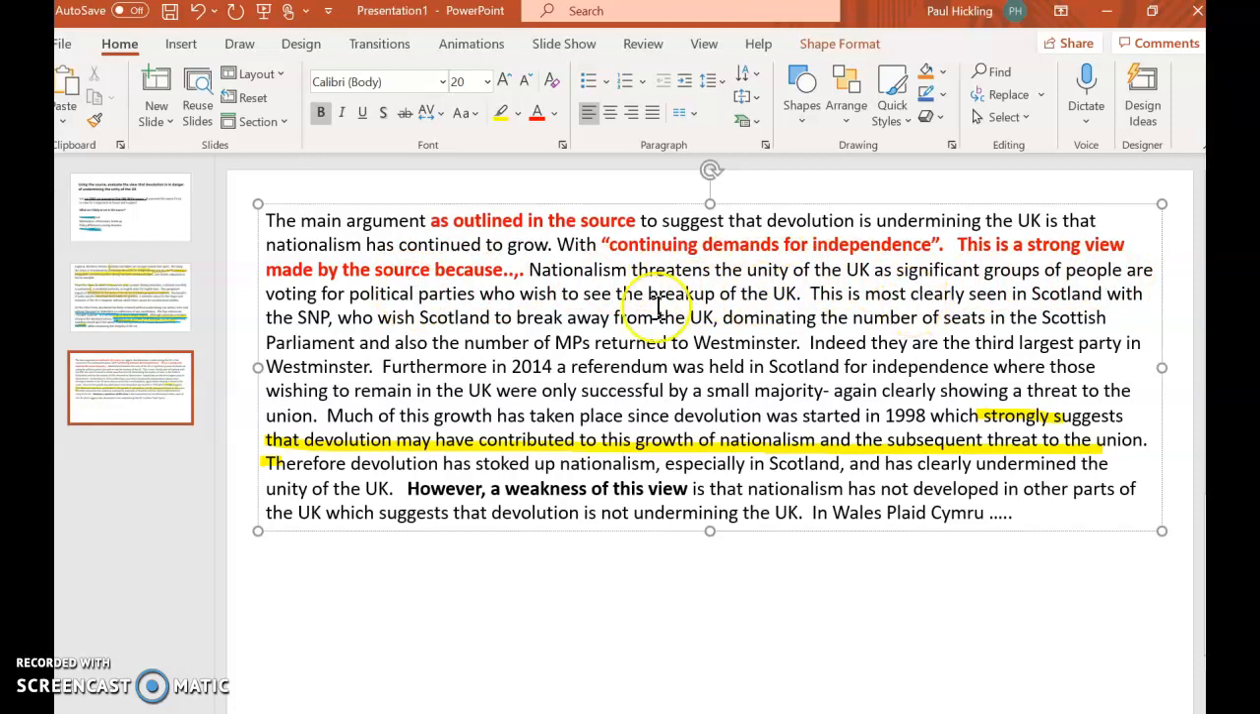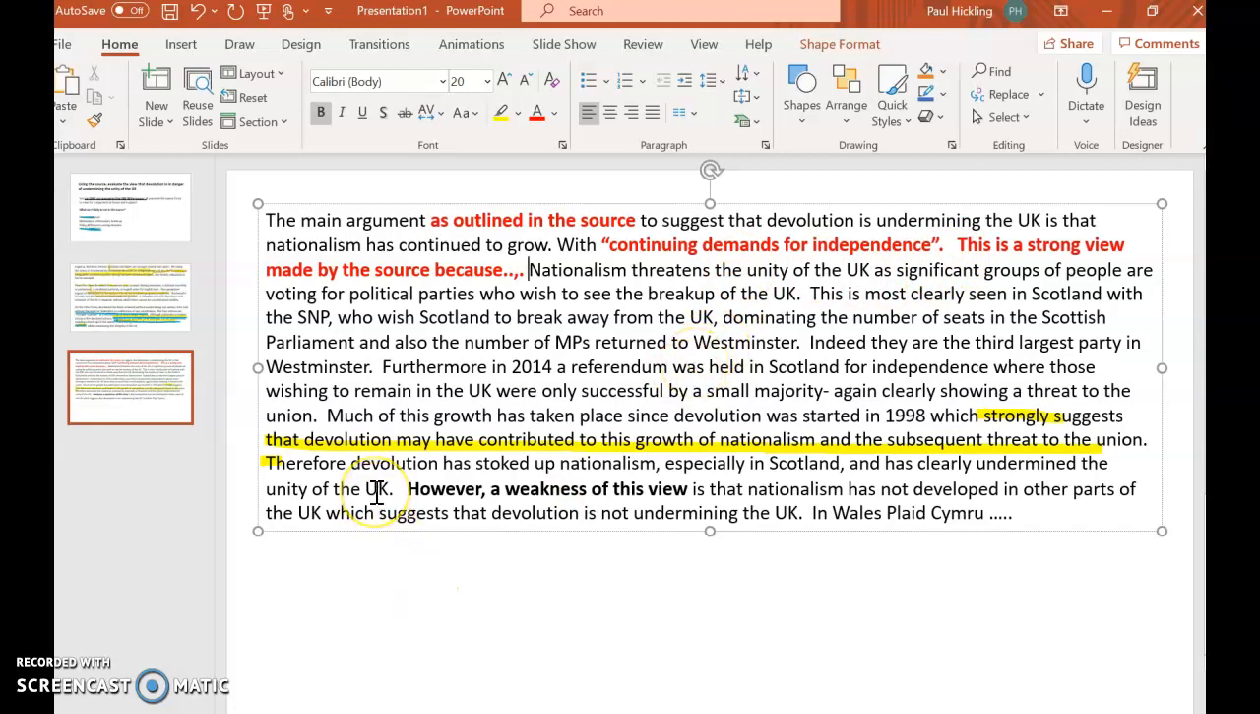Okay, this is mostly seen in Scotland with the SNP, who wish Scotland to break away from the UK, dominated the number of seats in the Scottish Parliament and also the number of MPs returned to Westminster. Indeed, they're the third largest party in Westminster. Furthermore, in 2014, the referendum was held in Scotland. So here, I've used my own knowledge about the SNP being a growing threat, the Scottish independence, all to support the view that the source has made a good point by saying that devolution has increased demands for independence and therefore is undermining the UK.